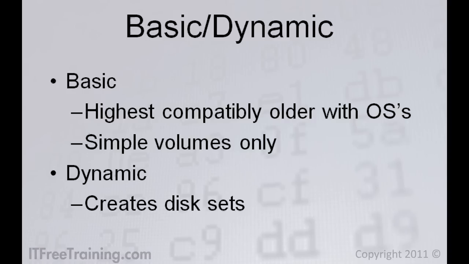Once you upgrade your hard disk to dynamic, it will no longer work under some older operating systems like Windows NT and Windows 98. Unfortunately, once you upgrade your hard disk to dynamic, if you want to go back to basic, you will need to back up your data and reformat the hard disk.